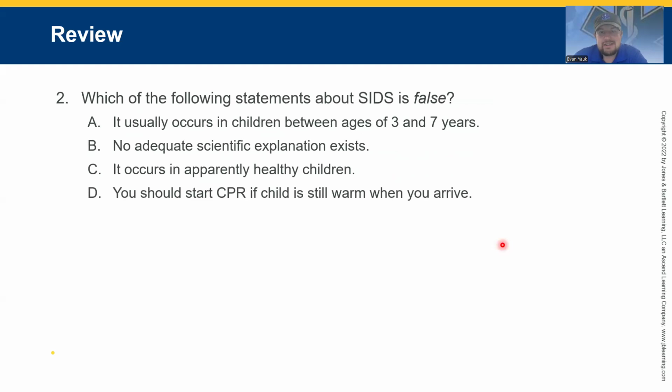Which of the following statements about SIDS is false? It usually occurs in children 3 to 7. No adequate scientific explanation exists. It occurs in apparently healthy children. You should start CPR if the child is still warm when you arrive. So once again, here's one of them trick words. It's false. Last time it was accept. This one is false. Look for these words. So we know that in SIDS, there is no scientific explanation. We know that it does occur in healthy children, and that if that child's still warm when we arrive, we better do CPR, right? So it's the 3 to 7, because this happens in, what was it, 3 weeks to 6 months or something. So A is the correct answer.